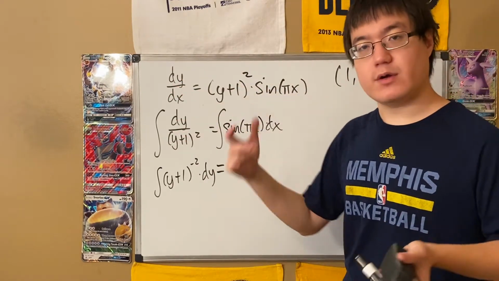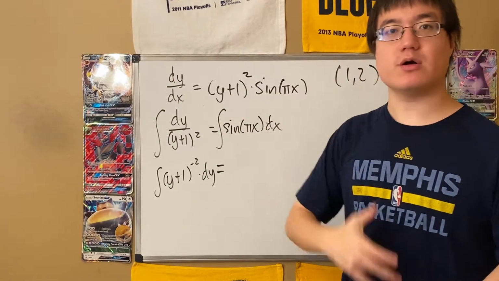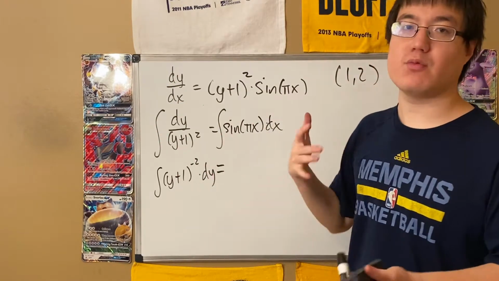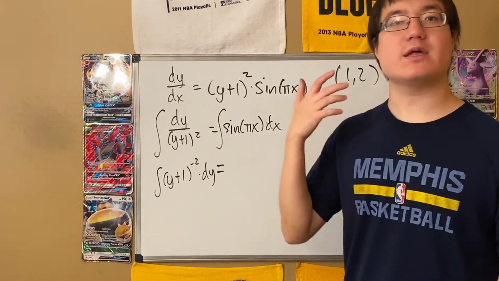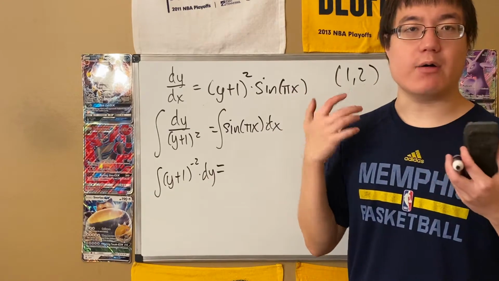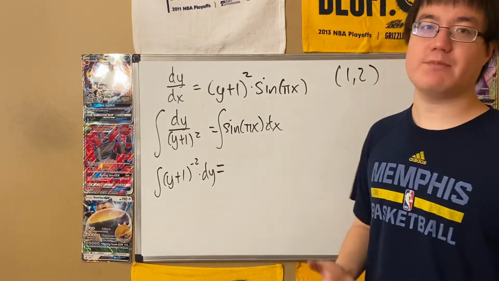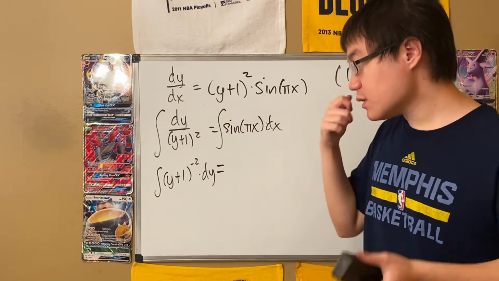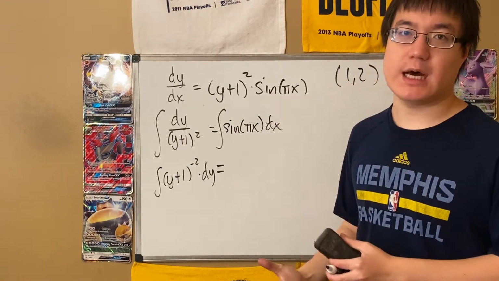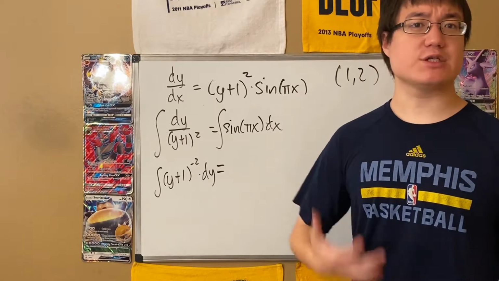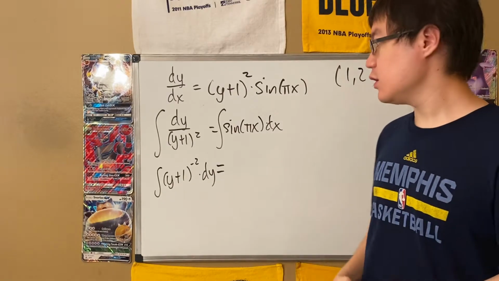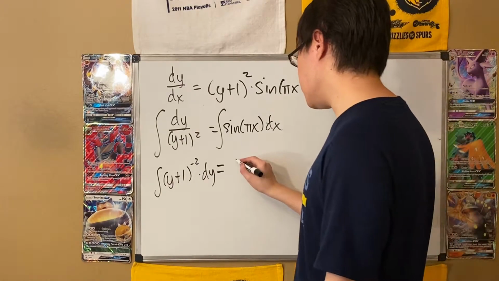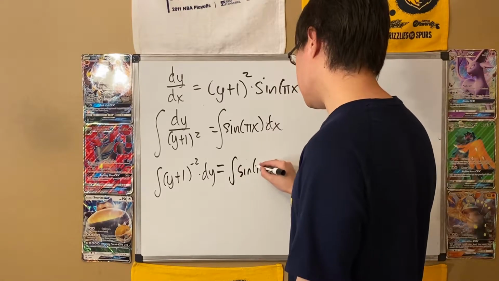It's only ln when your denominator is to a linear factor. So it'd be y plus 1 by itself. But if you have something like square root of y plus 1, y plus 1 to the cube, or in this case, y plus 1 to the negative 2, in this case, it's not ln. So just keep in mind that not every fraction is ln. It's when it's linear. So then this integral is going to be sine of pi x times dx.